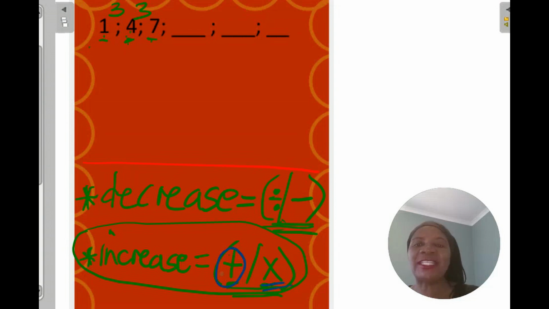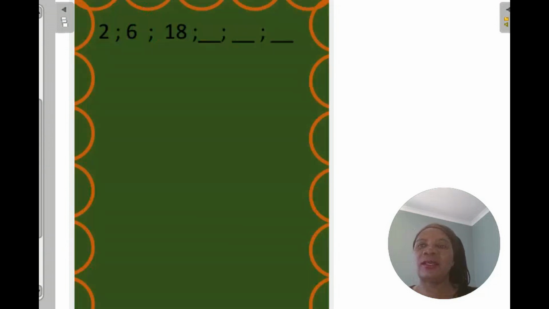Okay, so we look at addition. If we say 1 plus 3, we get 4. And if we say 4 plus 3, we get 7. So we are not going to be wrong if we continue adding the difference. If we continue adding 3, okay? So 7 plus 3, the next one will be 10. 10 plus 3, the next one will be 13. 13 plus 3, the next one will be 16. So we can now extend. We can now give more numbers in the sequence. Okay, right? Let's move on.